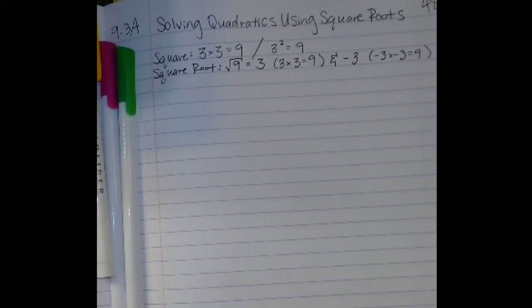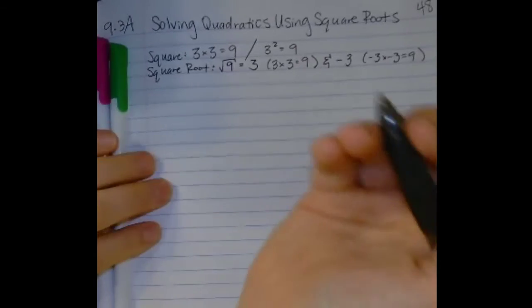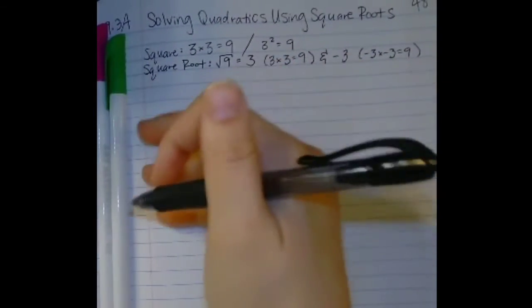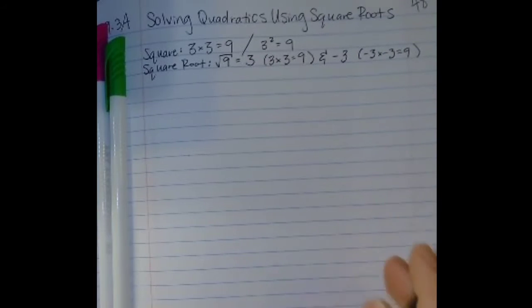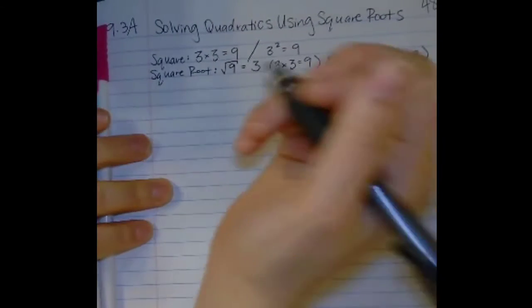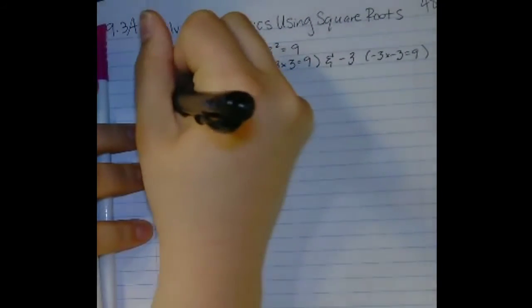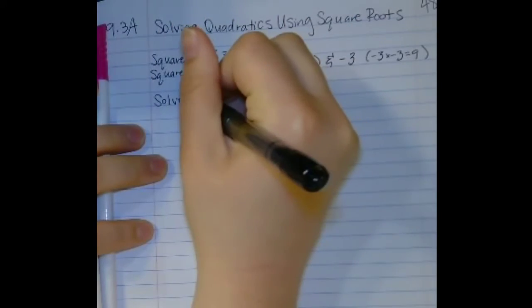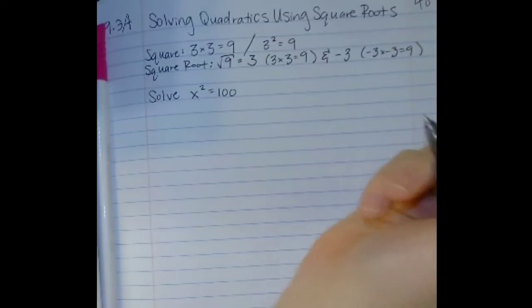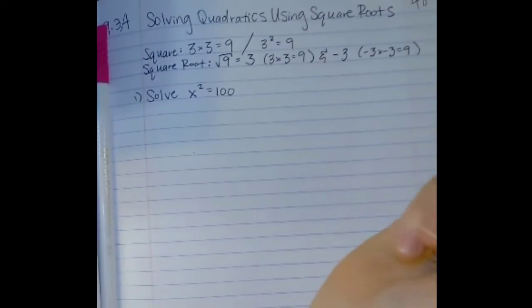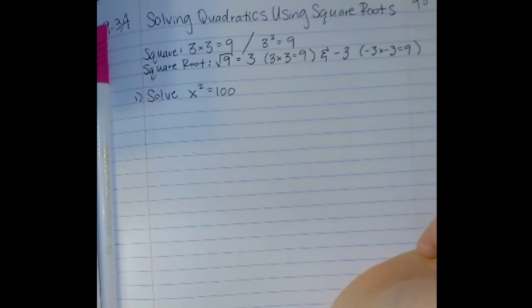So let's do some basic examples and then a little bit harder examples. So what if I wanted to solve x squared equals 100? Let's say. I'll do little examples on the side. Let's solve x squared equals 100.